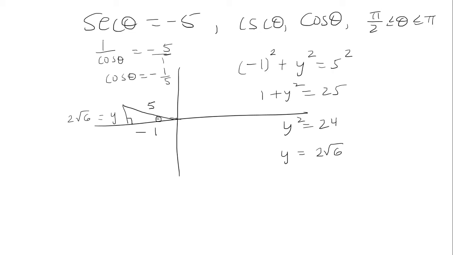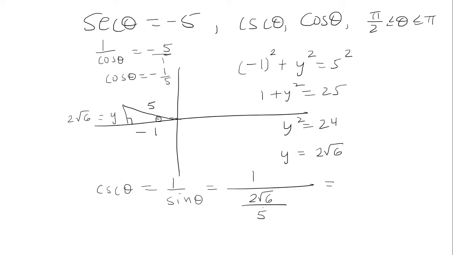So cosecant theta is just 1 over sine. So let's first find out what sine is. Sine is opposite over hypotenuse. So opposite is 2 root 6. Hypotenuse is 5. So when you do 1 over sine, you're just reversing the order. It turns into hypotenuse over opposite.